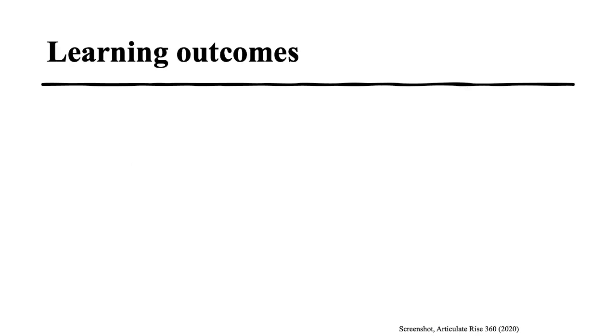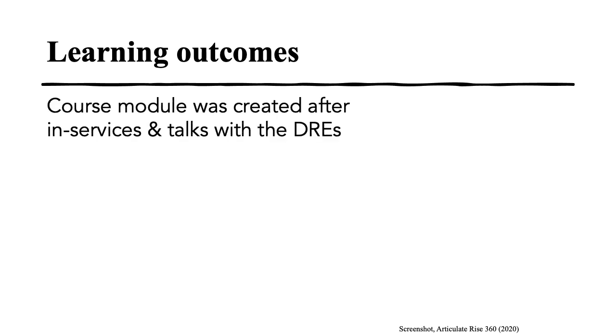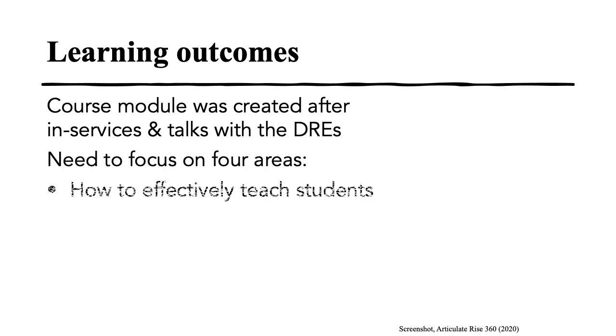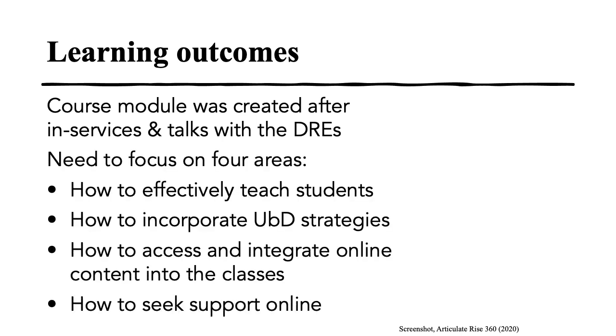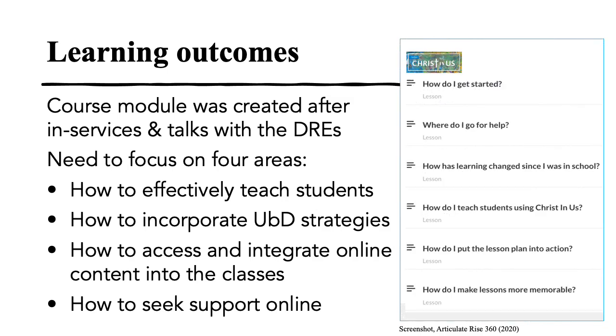The course module was created after multiple in-services and discussions with the directors of religious education. They noted instructional methods were dated, and as a result of the discussion and in-class observations, I needed to focus on 4 areas: how to teach students of today more effectively, how to incorporate the strategies from Understanding by Design into the classes, how to get into the online content and then how to use it in the class, and finally, how to seek support online. From that list, 6 lessons were established, and the essential questions and objectives were crafted to address those needs, and we will talk about those next.